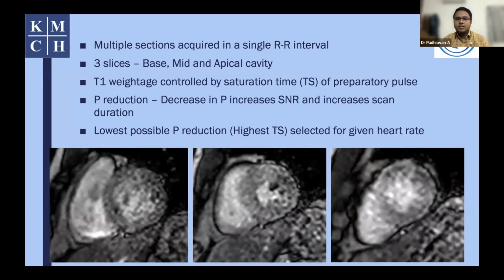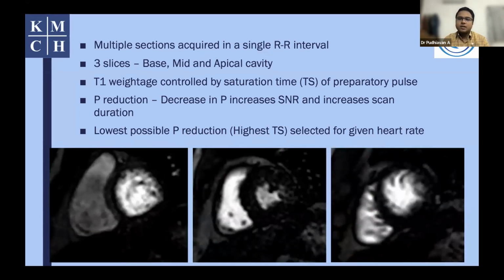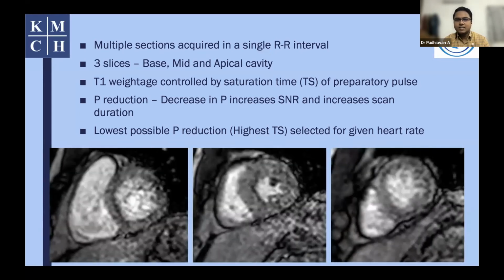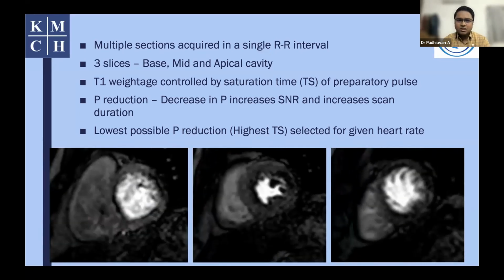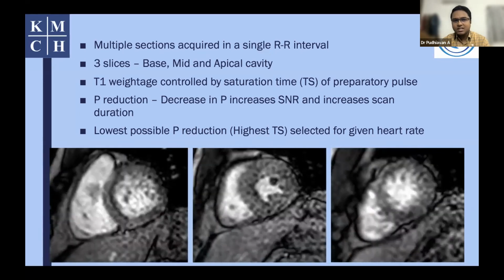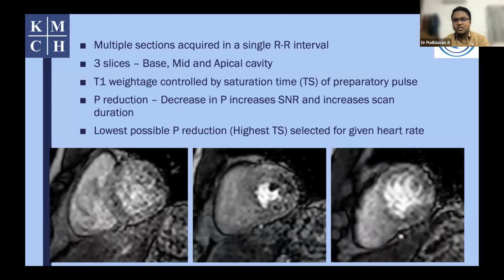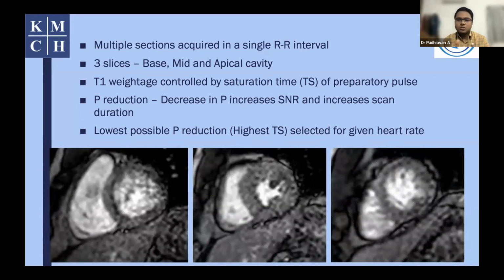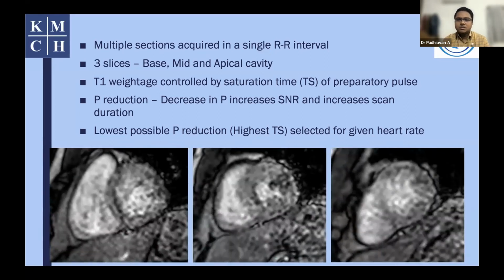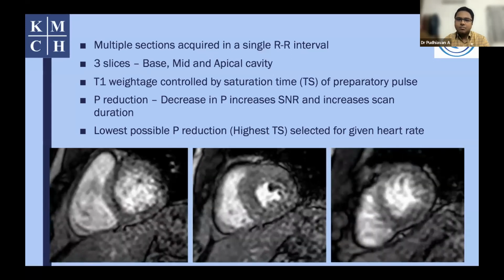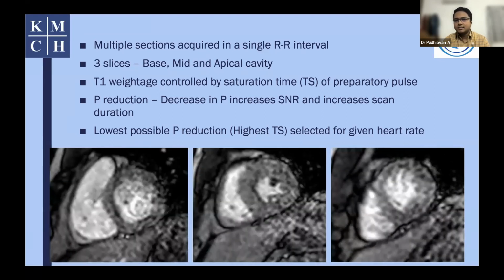But you cannot increase the saturation time beyond a certain limit, because you have to obtain 3 images in a single cardiac cycle. So we have to arrive at a compromise where we use something called the P reduction factor, where we select the highest saturation time for a given heart rate. So if the heart rate is 60, we select the highest saturation time, which gives the most T1 weightage, and at the same time will also allow us to acquire 3 images in a single cardiac cycle.